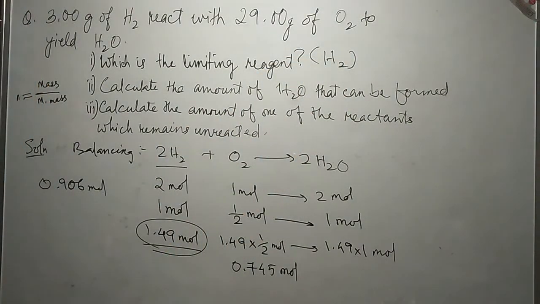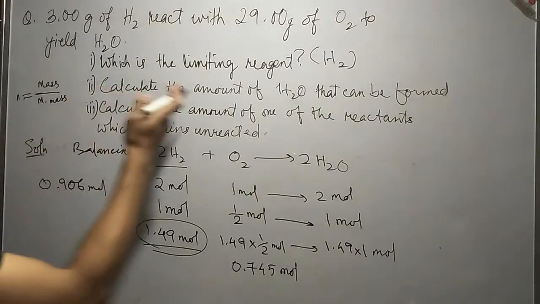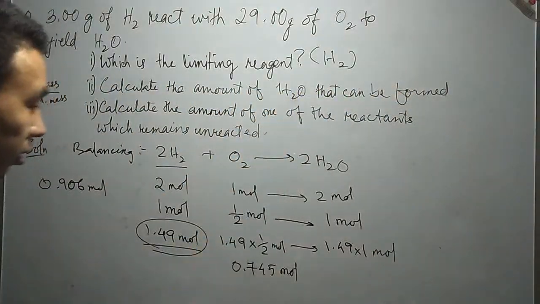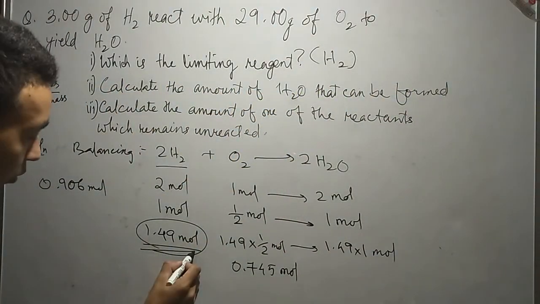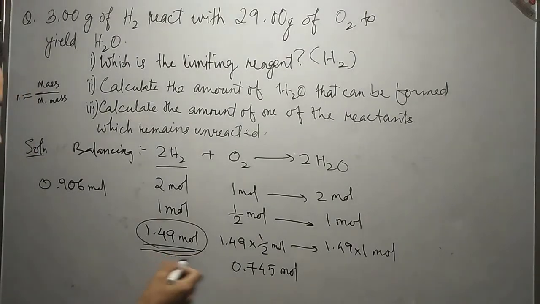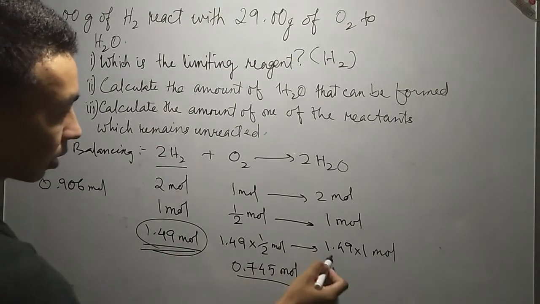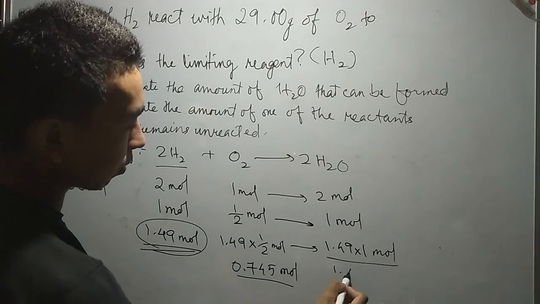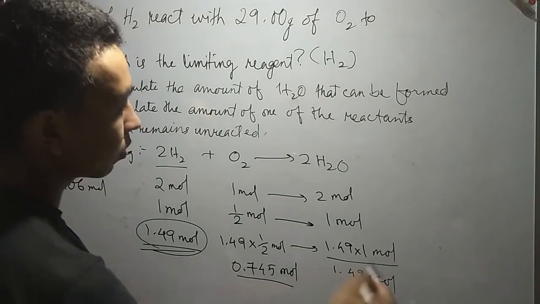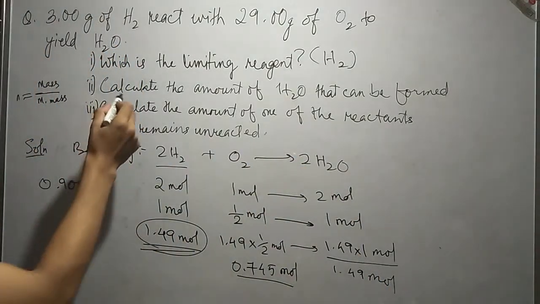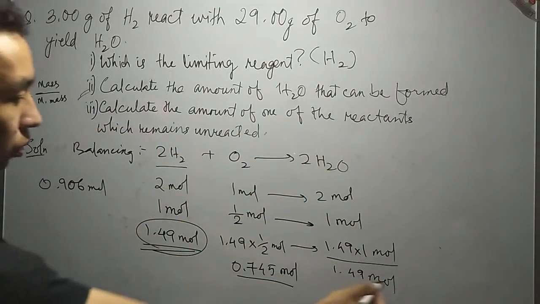Now we're asked to calculate the amount of water that can be formed. When this much amount of mole reacts with this much amount of mole, we get 1.49 mole of water molecule. So the answer for the second one is 1.49 mole.